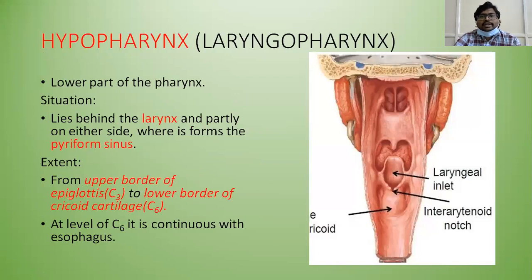Next is the hypopharynx, also known as the laryngopharynx. It is the lowermost part of the pharynx. It is situated behind the larynx and partly on either side of the larynx. It extends from the upper border of the epiglottis, that is at the C3 level, up to the cricoid cartilage, that is up to the C6 level. At the level of C6, this hypopharynx continues with the esophagus.